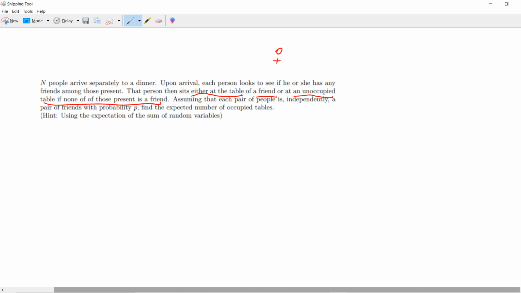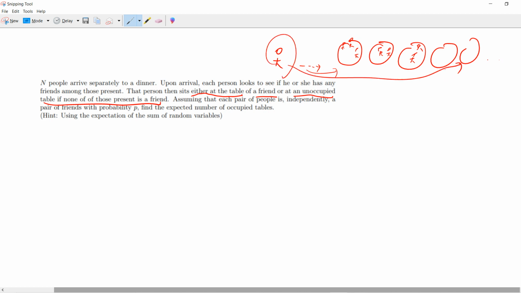So basically, if you work in some restaurant, there are a lot of tables, and each table can contain infinite people, and there are people here, maybe some people there. Then you see if one of them is your friend, and then you go to their table. If there are no friends in the restaurant, then you go to an unoccupied table.